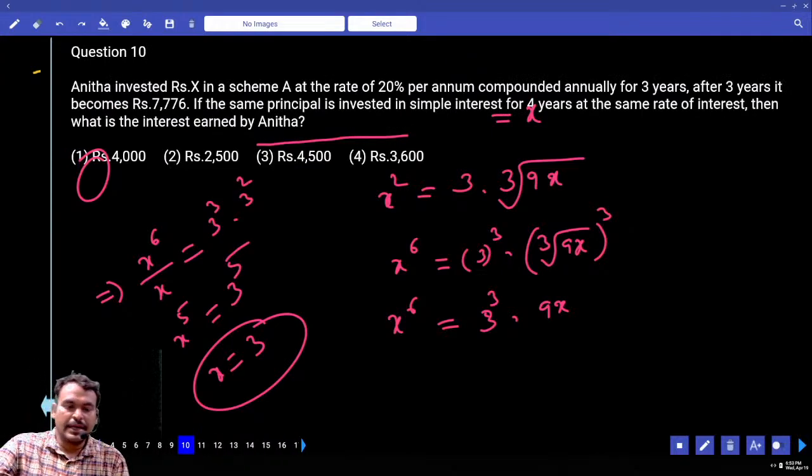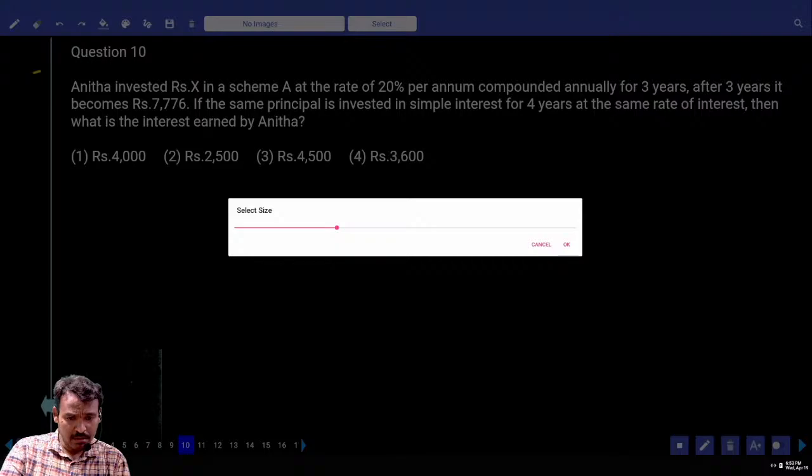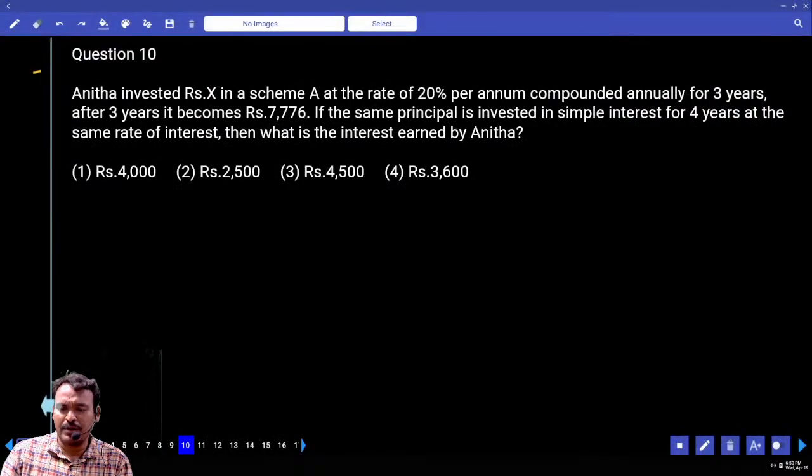Next, question number 10. Anita invested X rupees in scheme A at the rate of 20% per annum, compounded annually for 3 years. After 3 years, it will become 777.6. Find, if the same principal is invested at simple interest for 4 years at the same rate of interest, what is the interest earned by Anita?